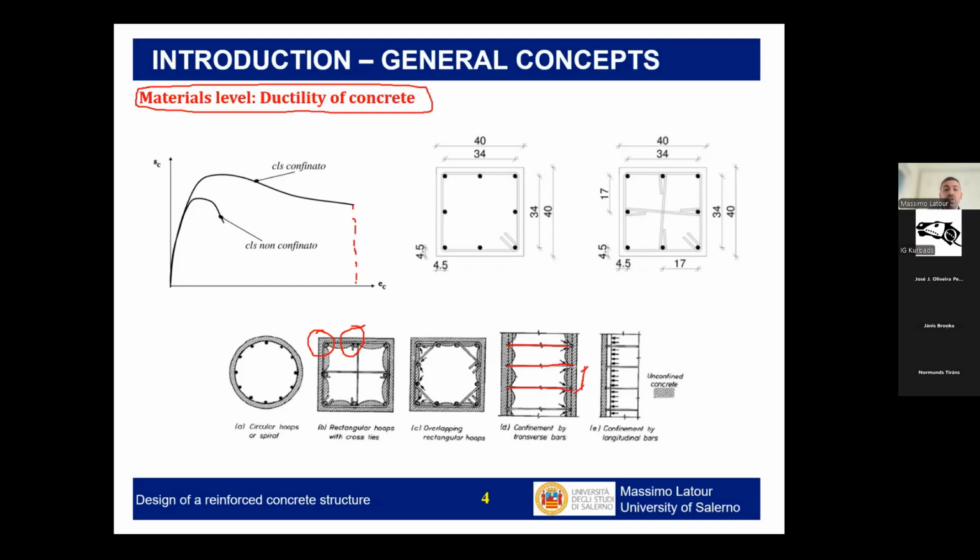So all these rules about minimum bars and minimum spacing for the stirrups are basically related to the idea that we want to have concrete which is confined. Confined concrete, like the diagram here comparing confined and unconfined concrete, basically will increase the strength a bit, but mostly will increase the ductility of the material.